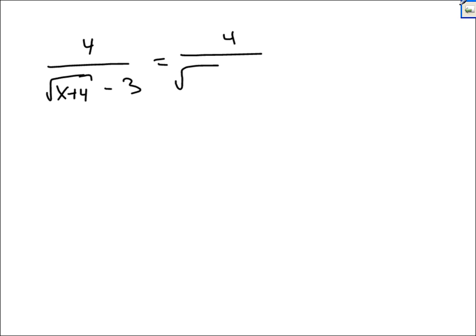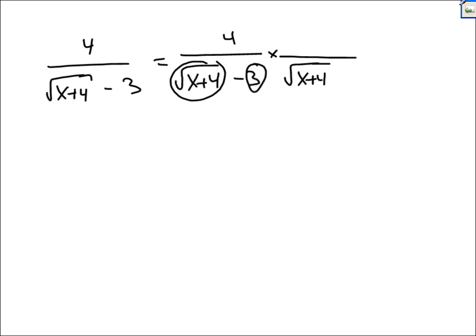This one will be a little bit harder, but not much different. Suppose you have 4 over the square root of x plus 4 minus 3. You want to get rid of the radical. You don't want any square roots in the denominator. That means you want to change the way it looks, which means you multiply by 1. It's this minus that, so I write this plus that, top and bottom. That's what makes it 1.